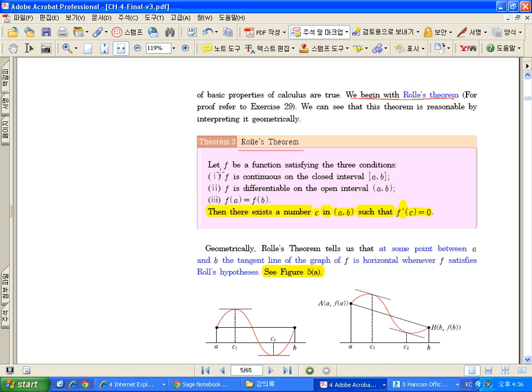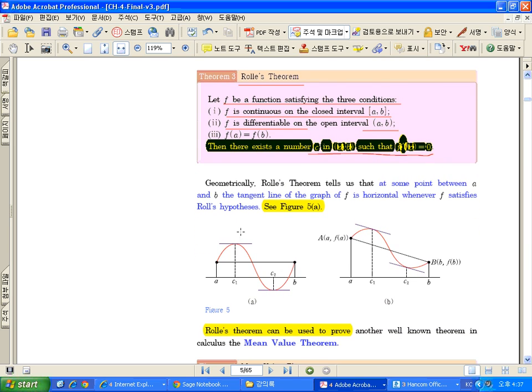Let f be a function satisfying these three conditions. f should be continuous on the closed interval, differentiable on the open interval (a, b), and f of a is equal to f of b. Then we can always tell that there exists a number c such that f prime of c is equal to 0, like in figure 5A.